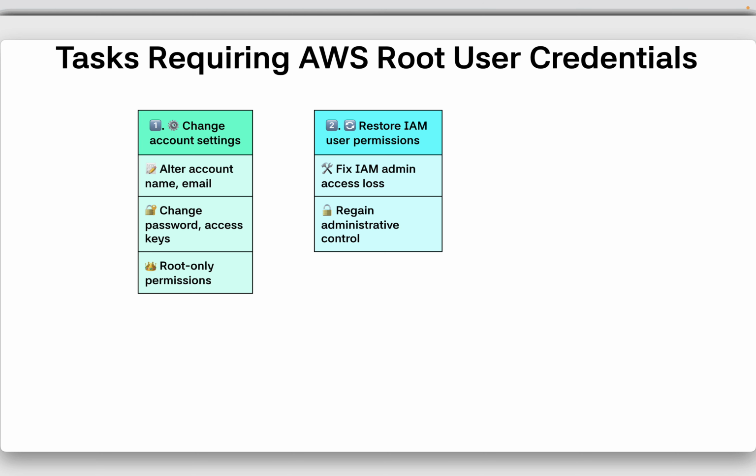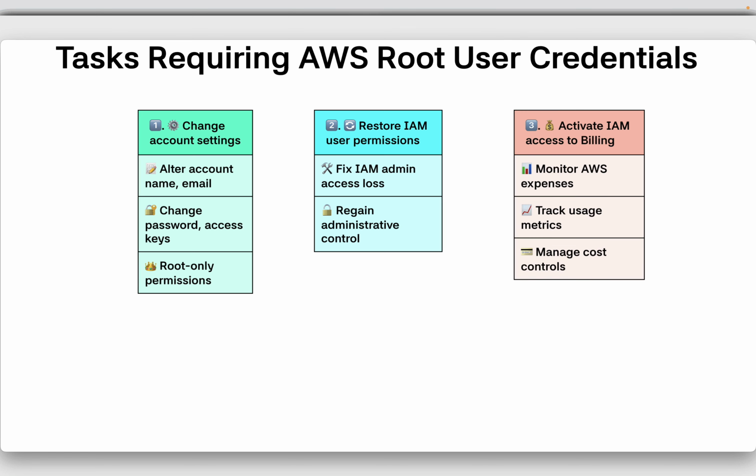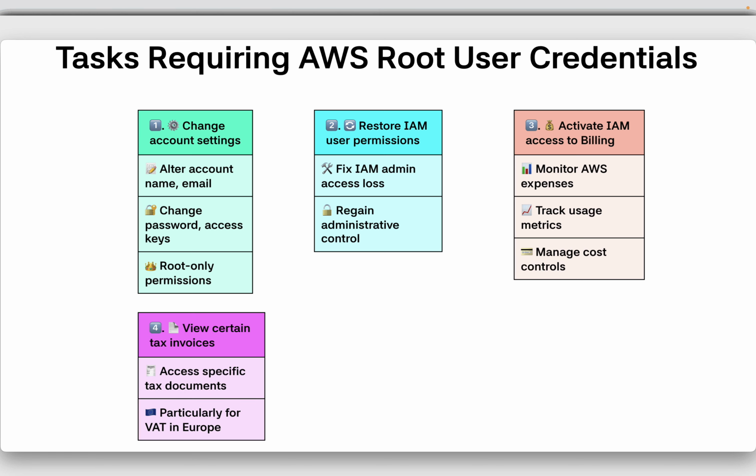Restore IAM user permissions. If an IAM admin loses their permissions, root user login is required to restore access. Activate IAM access to billing and cost management, and this is essential for monitoring and managing AWS expenses and usage. View certain tax invoices. So root user credentials are needed to view specific tax invoices, particularly for value-added tax in AWS Europe.